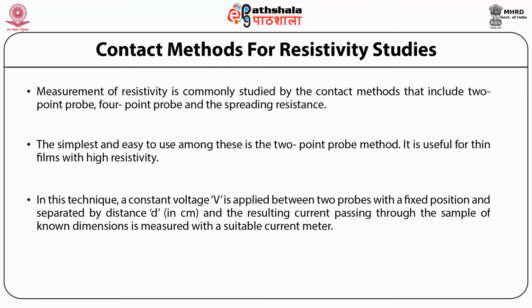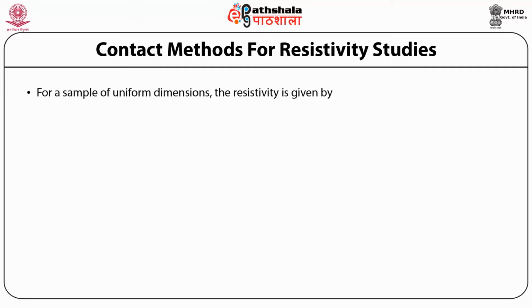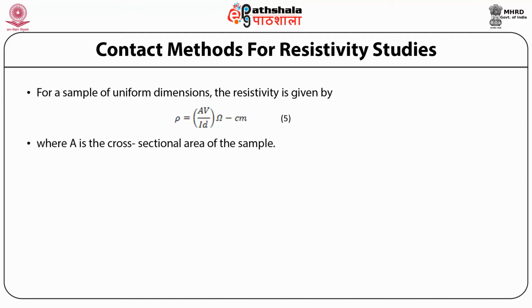In this technique, a constant voltage V is applied between two probes with a fixed position and separated by a distance d in centimeter, and the resulting current passing through the sample of known dimensions is measured with a suitable current meter. For a sample of uniform dimensions, the resistivity is given by rho equals A times V divided by I times d, with the units of ohm centimeter, where A is the cross-sectional area of the sample.